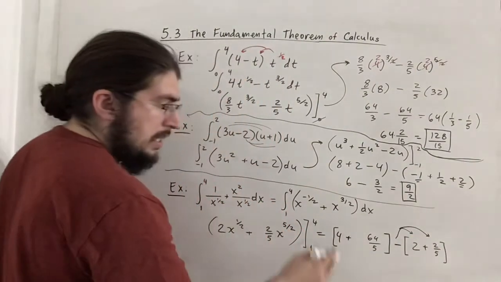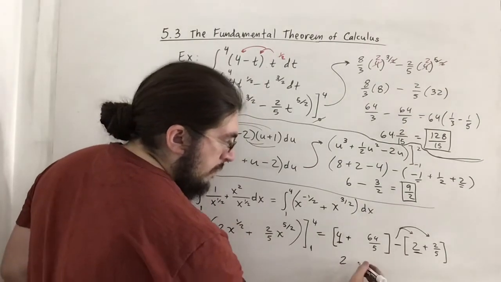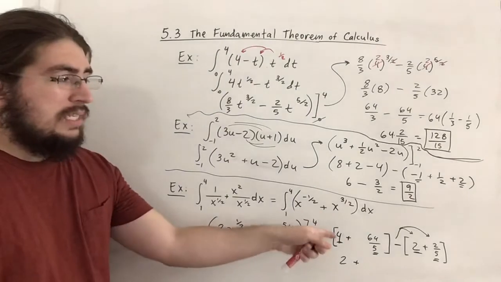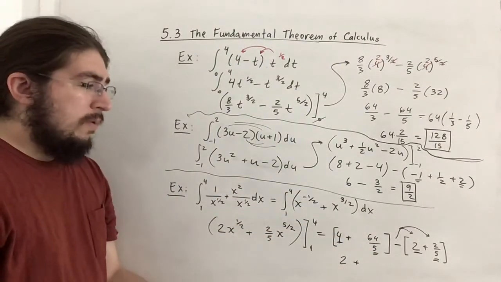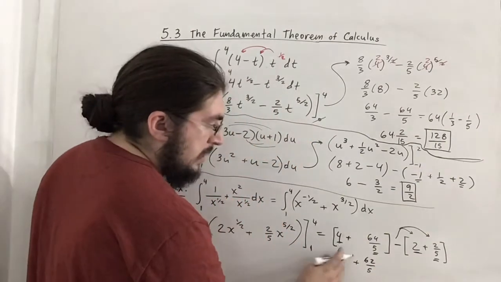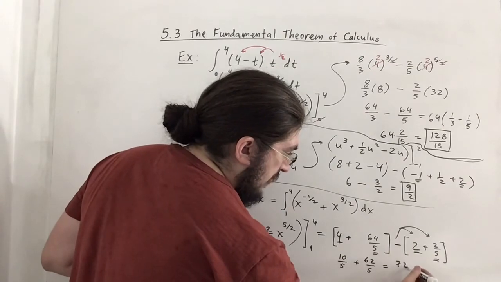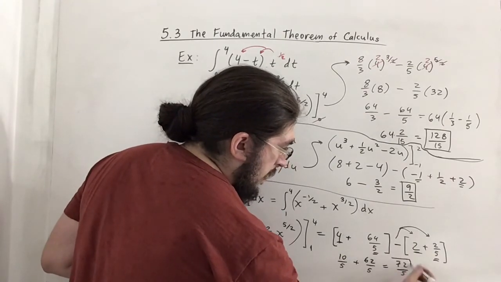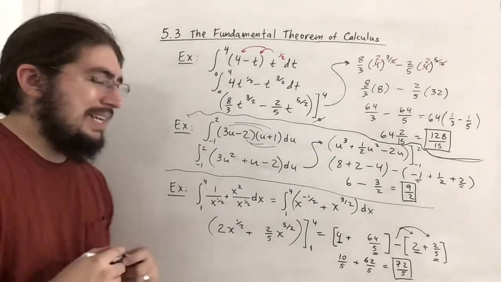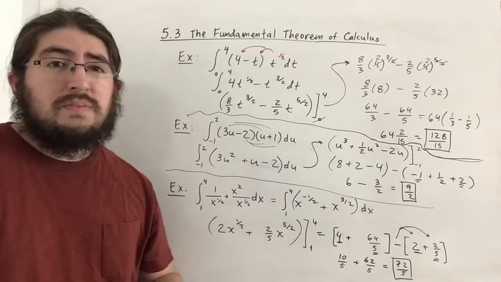And if you actually distribute this and subtract, 4 minus 2 for the integers is going to be 2, plus for the fractions that are over 5, we get 64 minus 2 over 5, which is 62 over 5. And of course, 2 is the same as 10 over 5. So this all comes together as 72 over 5. And awesome. That's it there. So nice. Whew. Really cool. So again, 5.3 simplifies things a lot.